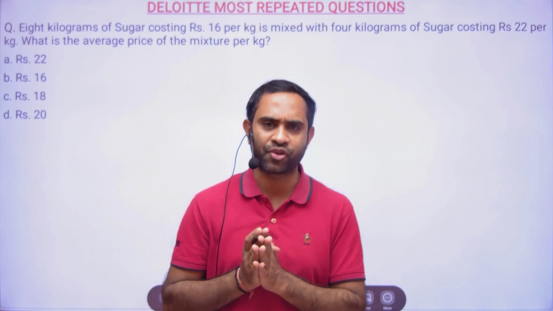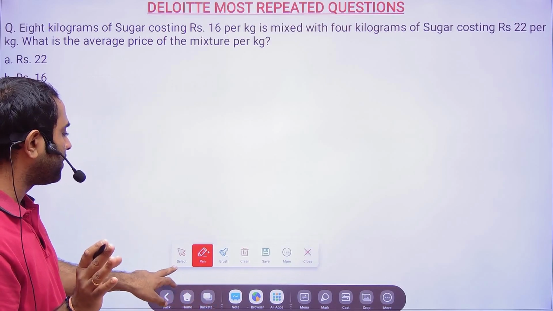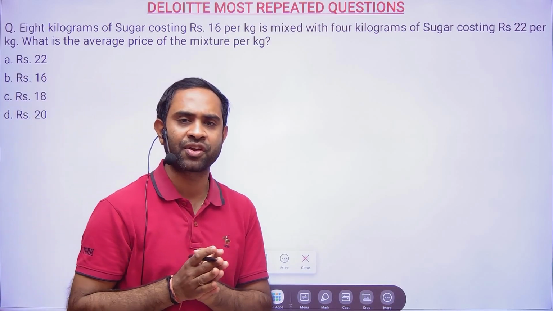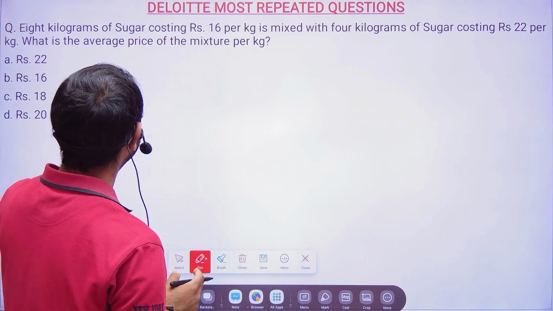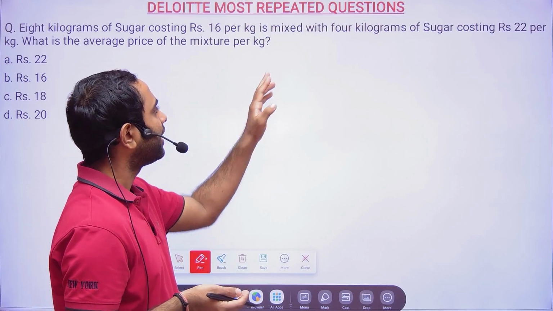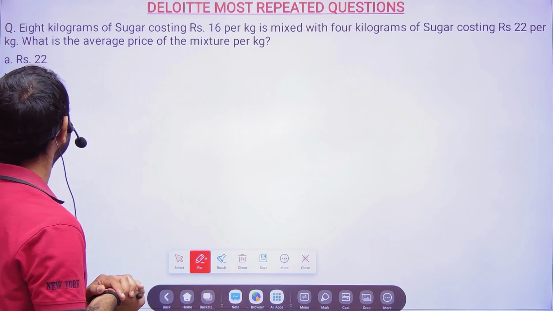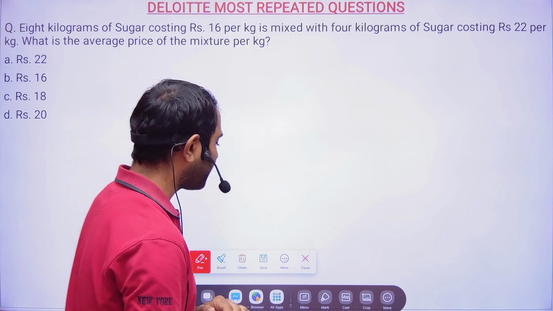Let us start with question number 1 here, and I will also tell you how you will be able to get the previous year questions of Deloitte. 8 kilograms of sugar costing rupees 16 per kg is mixed with 4 kilograms of sugar costing rupees 22 per kg. What is the average price of the mixture?